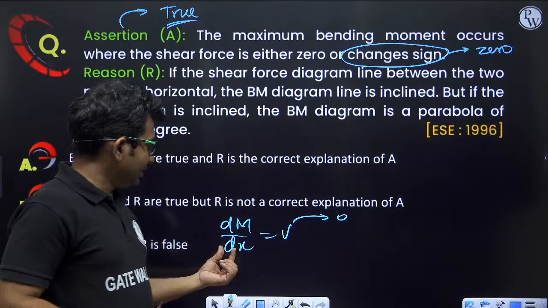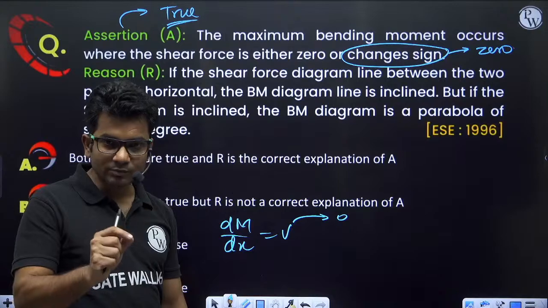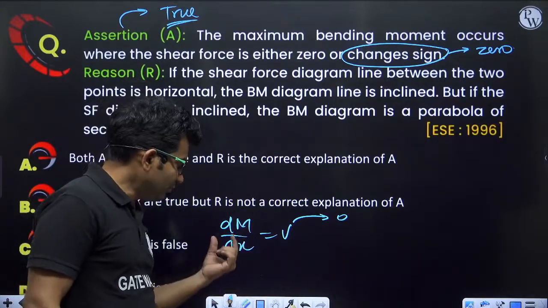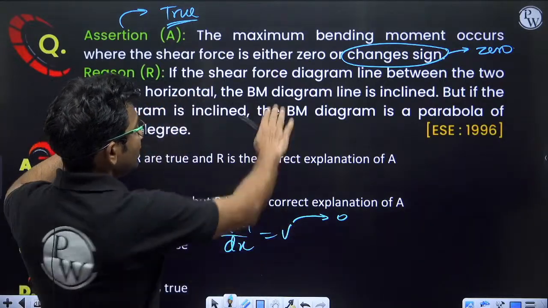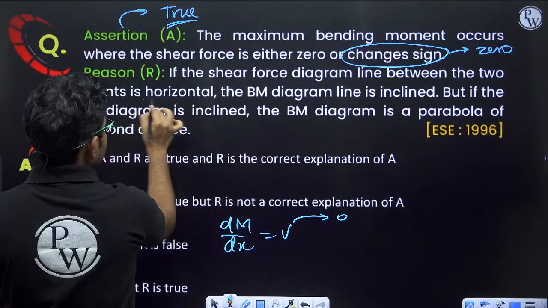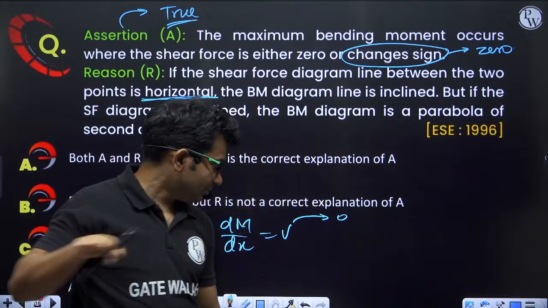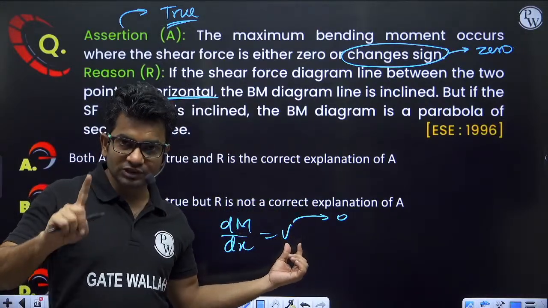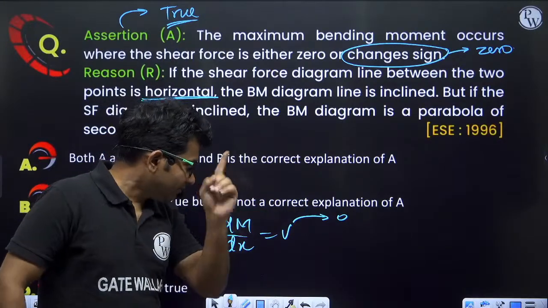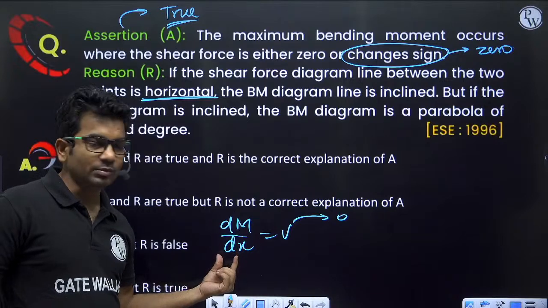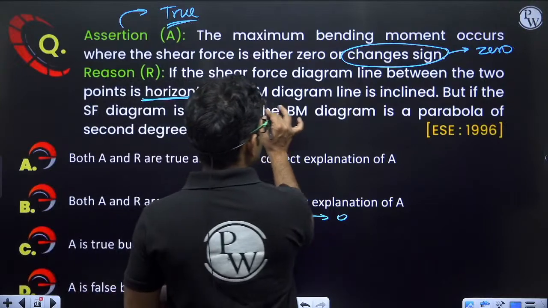The rate of change of bending moment is equal to shear force, or from here we can say that the slope of the bending moment diagram is equal to shear force. What does this mean? If the shear force diagram between 2 points is a horizontal line, that means shear force is constant. When shear force is constant, the slope of the bending moment diagram is constant, that means the bending moment diagram line is inclined.